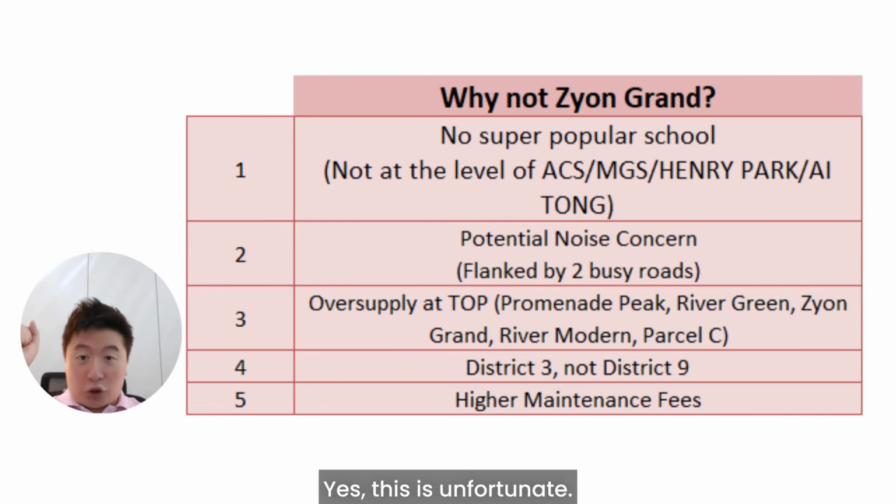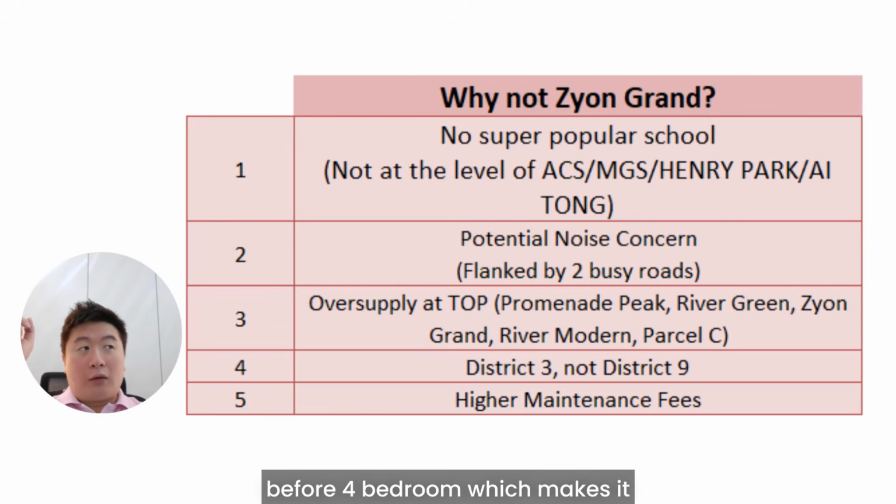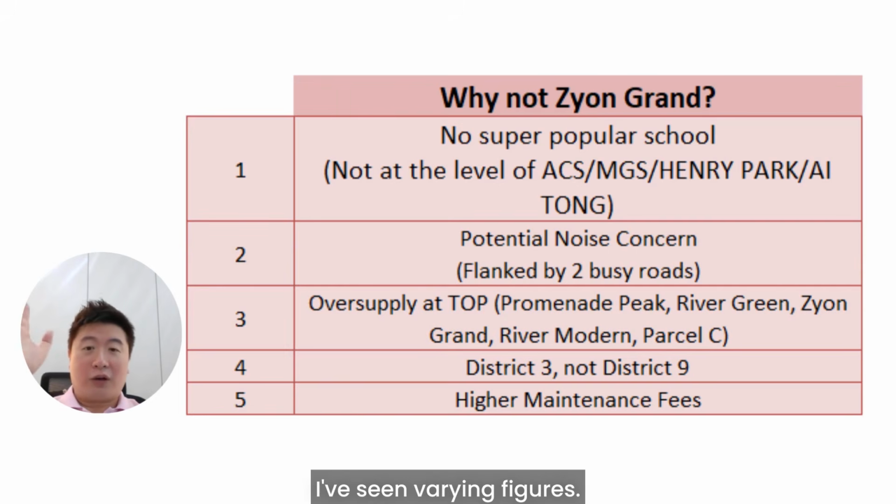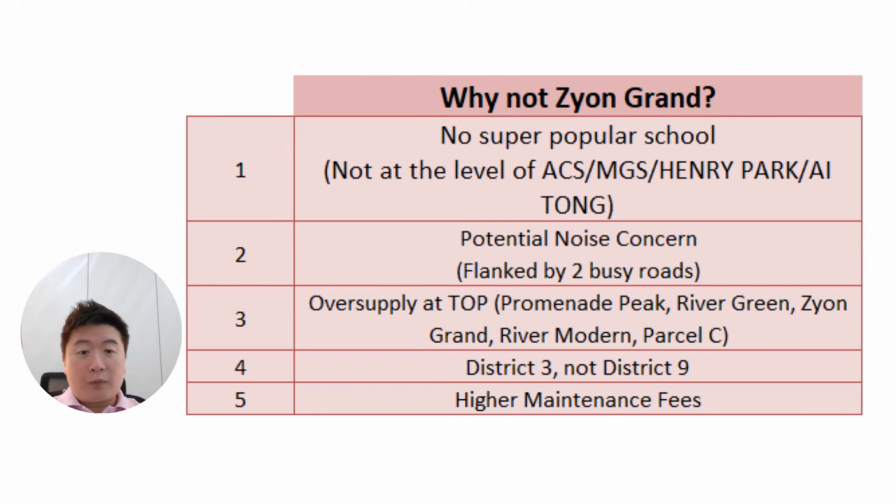Yes, this is unfortunate. It is 536 for most of the units before 4 bedroom, which makes it more expensive than other projects that are now priced around 420 to 475, 464. I've seen varying figures. Lowest I've seen was like 390 at Sky Holland.